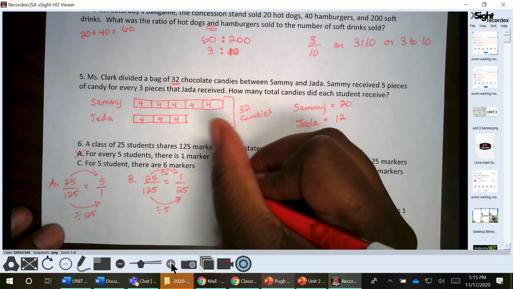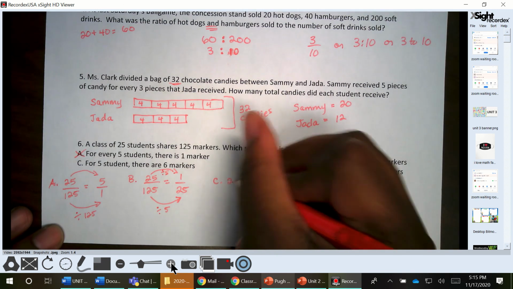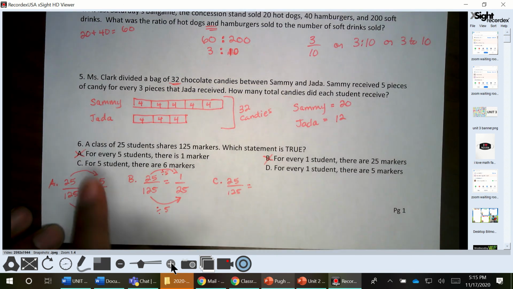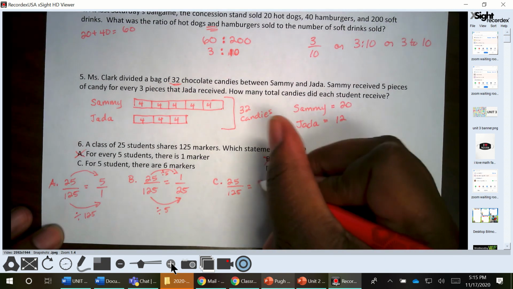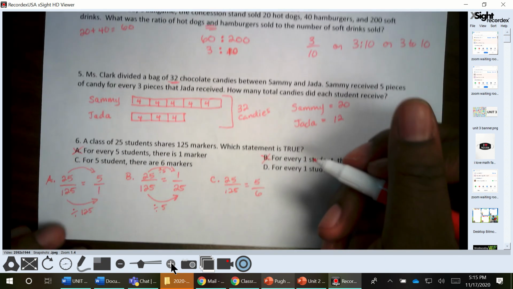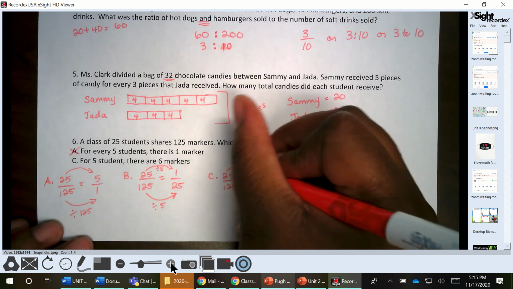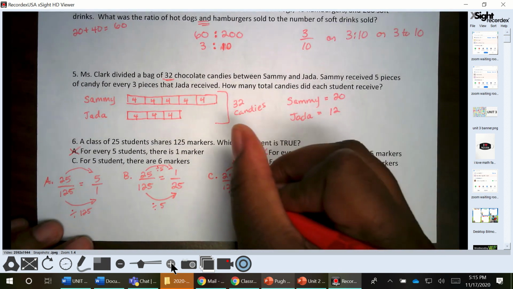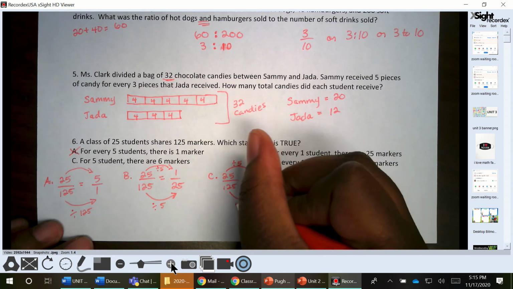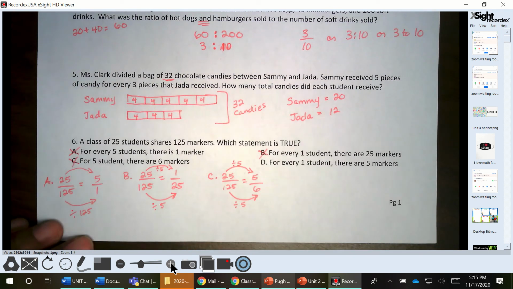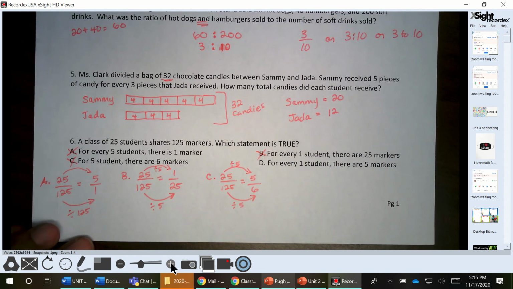All right, let's see C. Let's put our initial ratio of 25 to 125. And let's set that equal to 5 students to 6 markers. All right. Let's see up here, I can make an easy jump from 25 down to 5 by dividing by 5. And 125 divided by 5 is not 6. So C is incorrect.